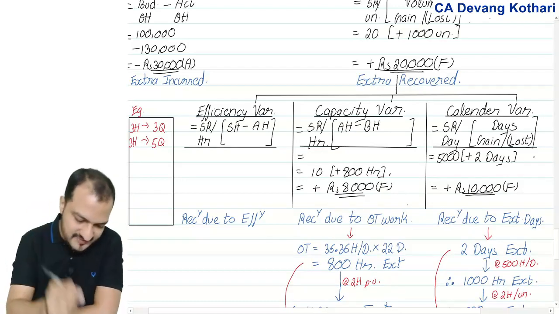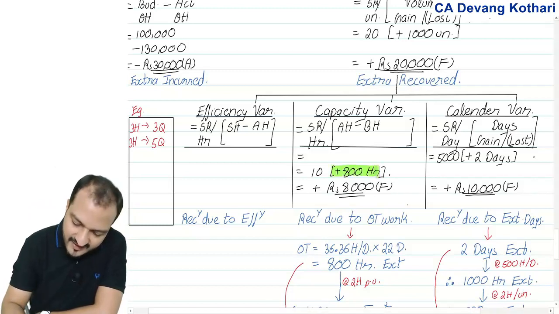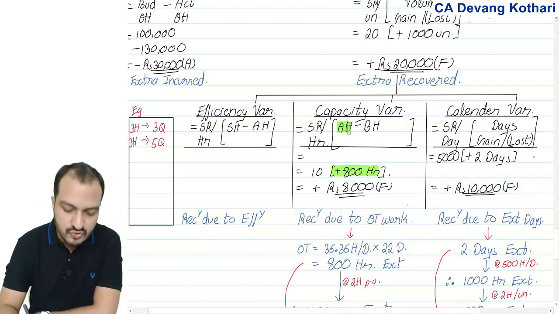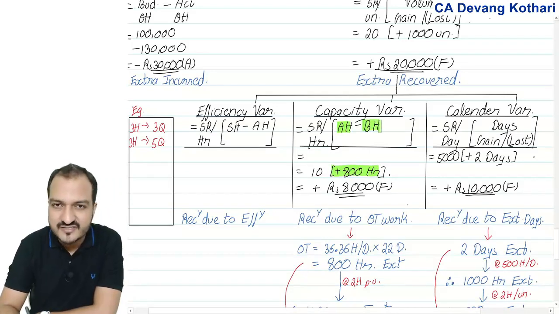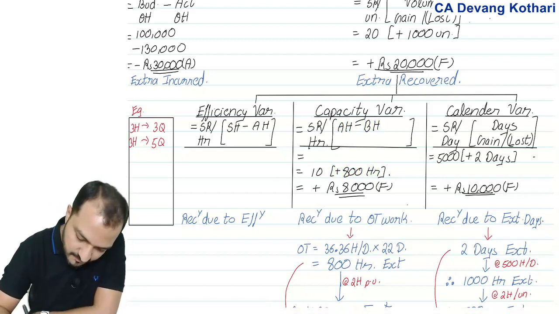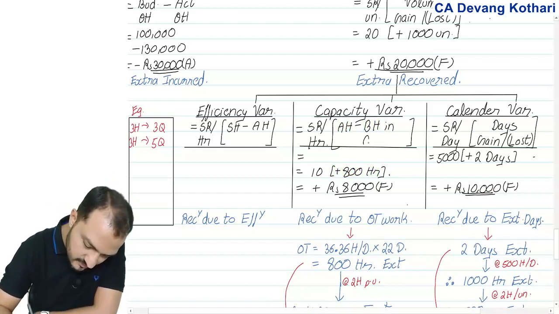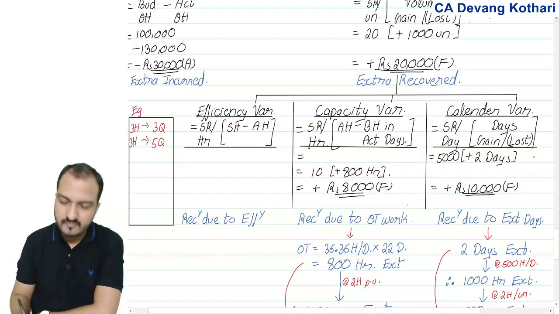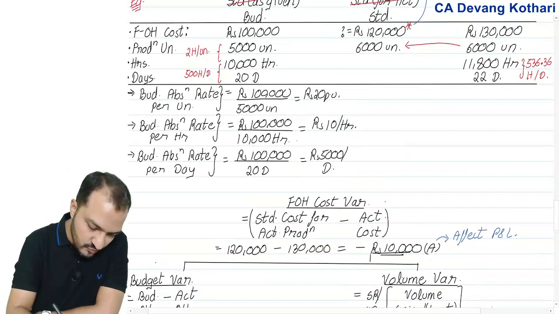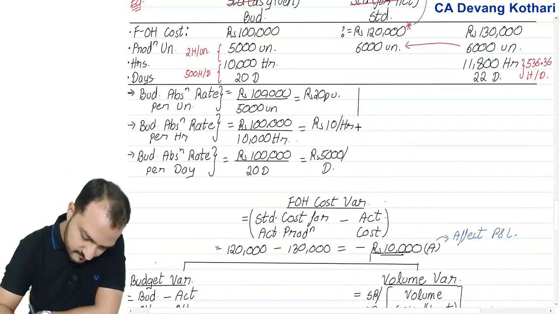Well, but the question is also, how do I get this 800 hours? To get that 800 hours, I will take actual hours minus the budgeted hours, but not the original budgeted hours. I will say budgeted hours in actual days. Now that's interesting. Budgeted hours in actual days. It's a new working. Let me show you that here.